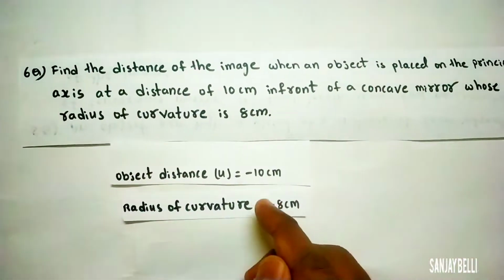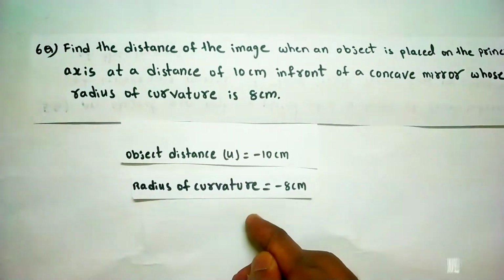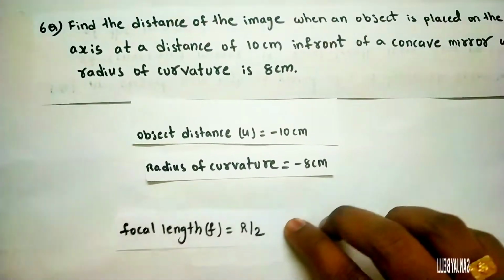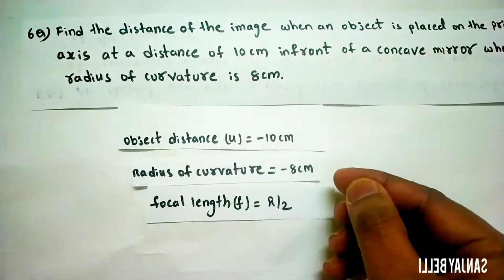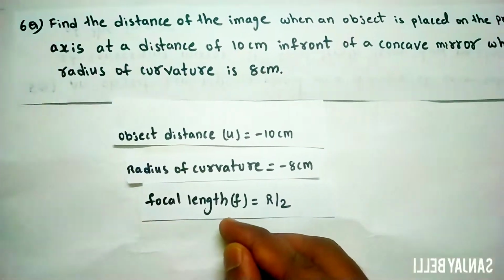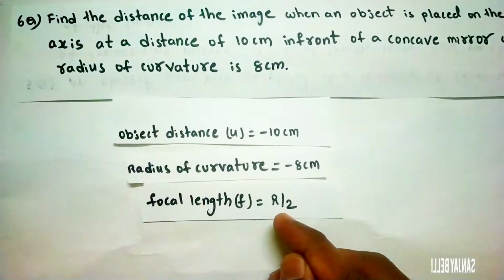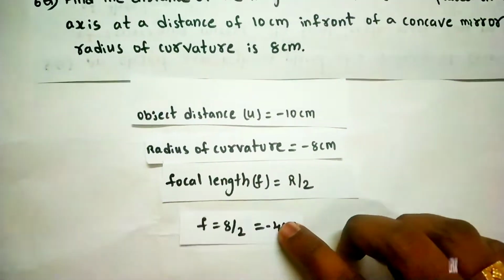So how can you convert radius of curvature into focal length? Here we have a formula: focal length f equals r by 2. Half of the radius of curvature is known as the focal length. So the radius of curvature is 8 centimeters, then your focal length will be 8 by 2, that is 4 centimeters.